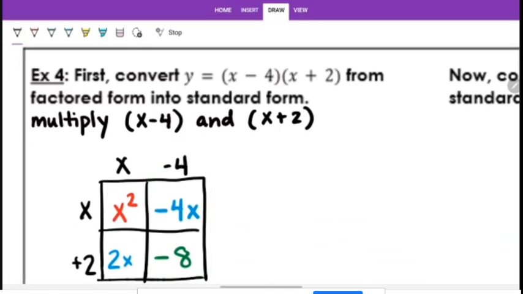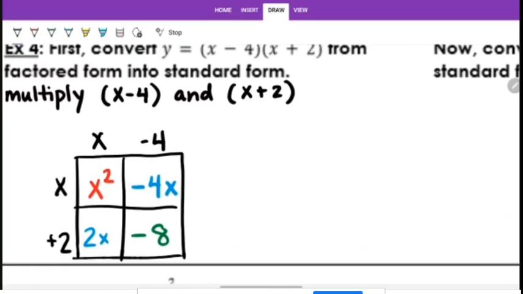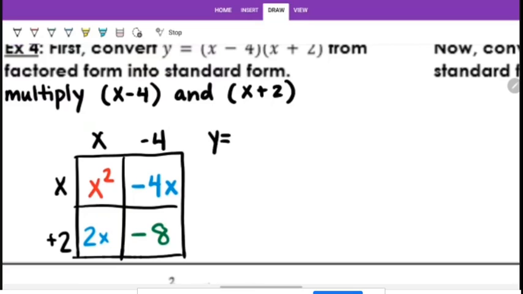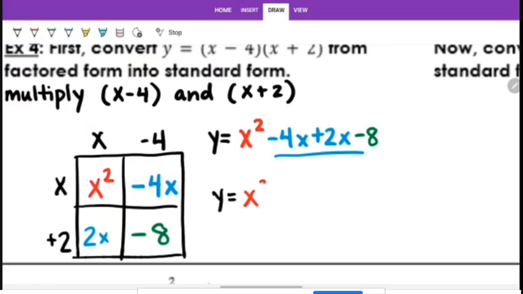When I convert this into a standard form quadratic, it will become x squared minus 4x plus 2x minus 8. And notice that those two middle terms are going to combine. So we get y equals x squared minus 2x minus 8.